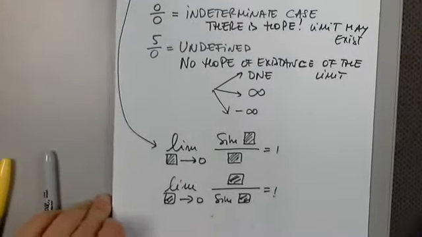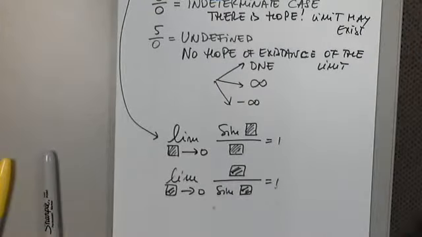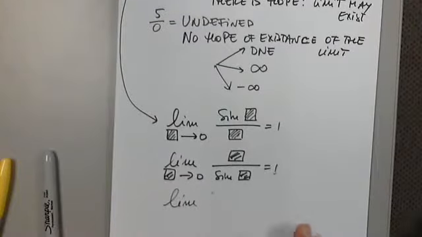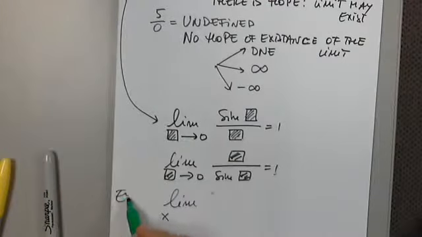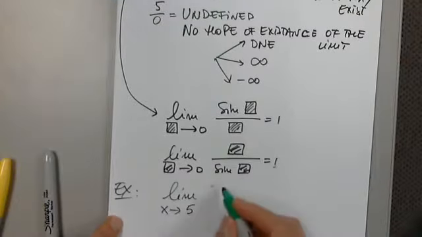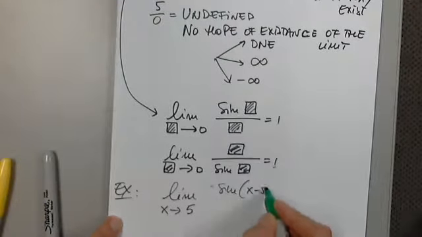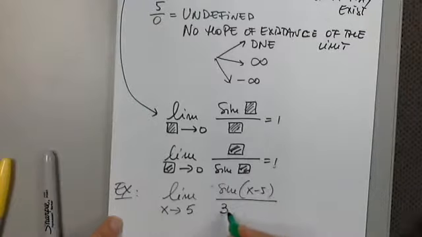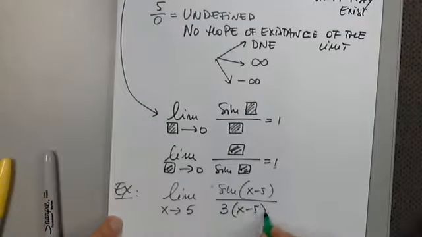So let me give an example. Let's say we want to determine the limit. This is an example: limit as x approaches 5 of sine of (x minus 5) divided by 3 times (x minus 5).